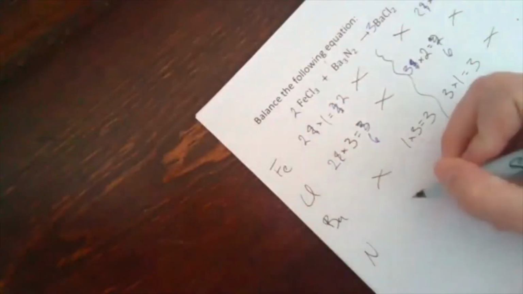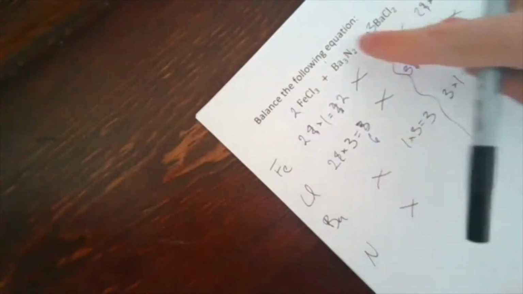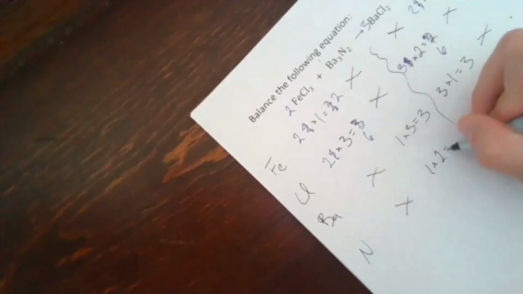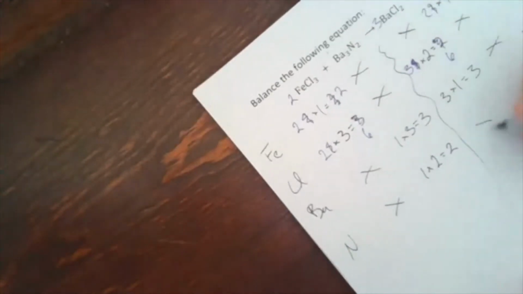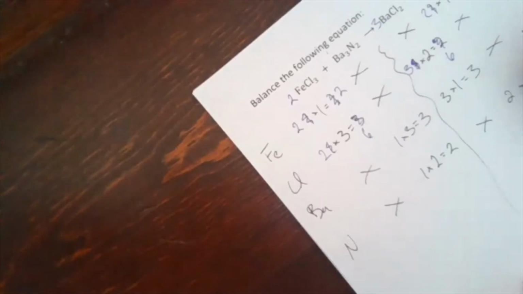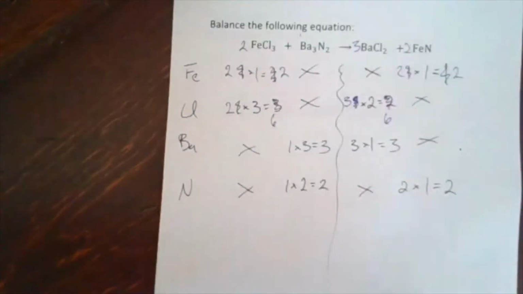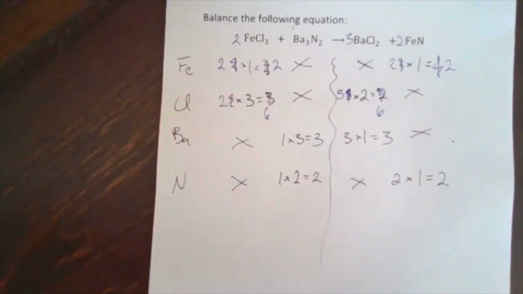Finally, let's take care of the nitrogens. Nothing right here. 1 times 2 right there. Nothing right there. And again, 2 times 1 is 2. So those are balanced as well. So by taking care of iron, chlorine, we broke iron, fixed it. Barium and nitrogen are just also balanced as is.